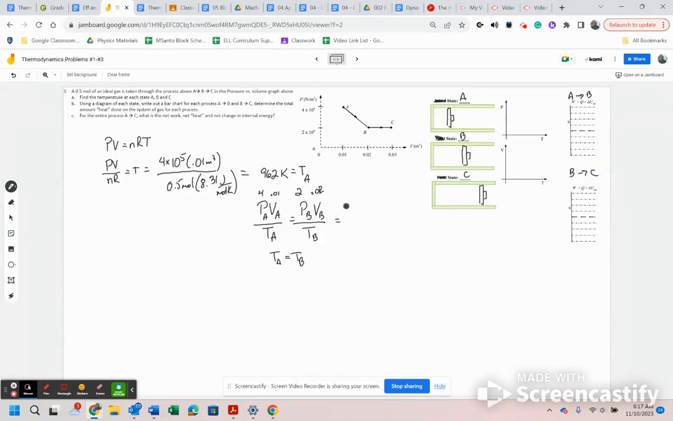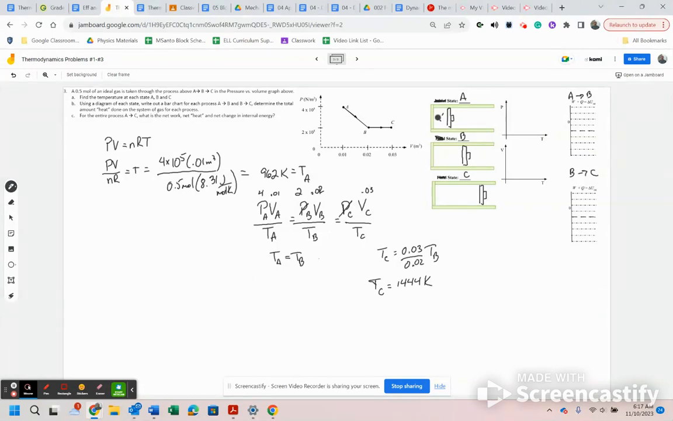All right, now looking at C. From B to C, we see that the pressure remains the same and that the volume increases to 0.3, divided by the temperature at C. So the temperature at C will be 1.5 times greater than the temperature at B. So the temperature at C, 1.5 times 962, is going to be 1,444 Kelvin.